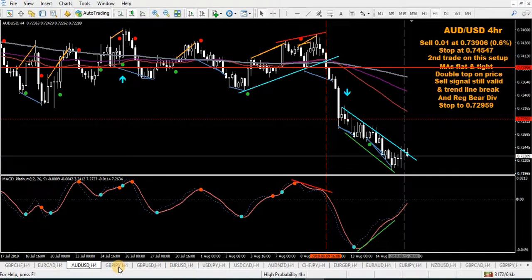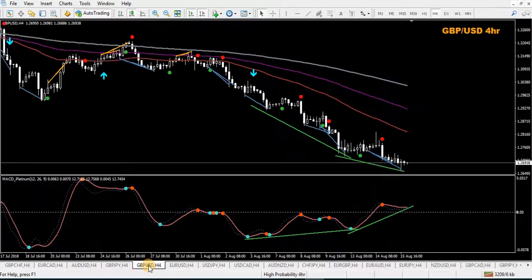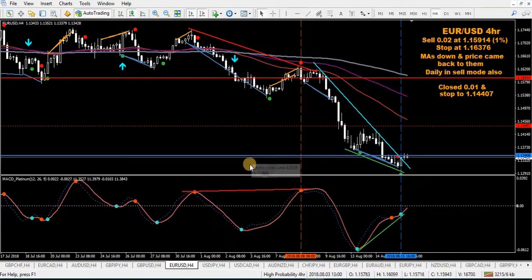So pound yen, you can see all my divergence lines here, they're just coming down and setting this up. You know, all pairs will eventually reverse, but it's just a matter of, you might have a few digs at trying to get it, that's all. Pound USD, same sort of deal, divergence setting up. And this is the 4-hour chart.